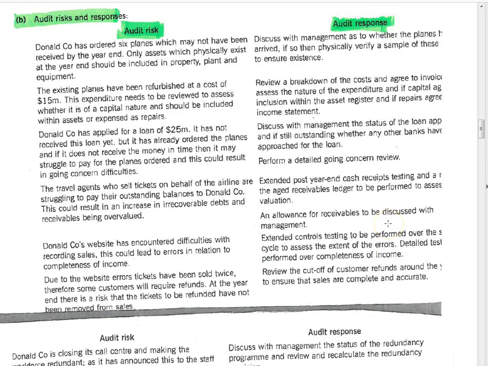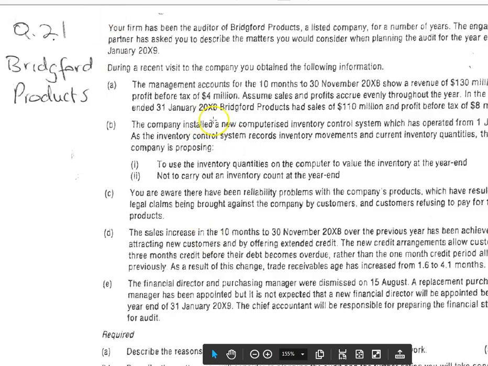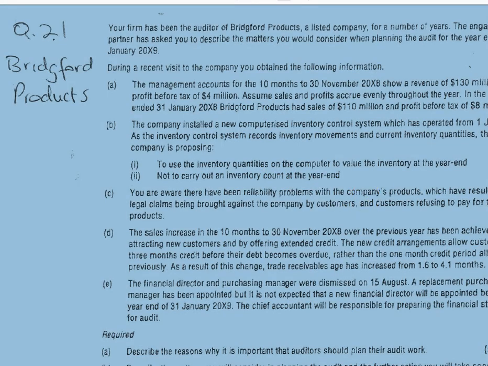And then the audit responses are all fairly common sense. You could talk about them in terms of tests of control or substantive procedures. Verify a sample, substantive procedure. Most of these are substantive procedures where you're trying to verify items. That's that question. I also wanted you to look at this question, Bridgford Products.